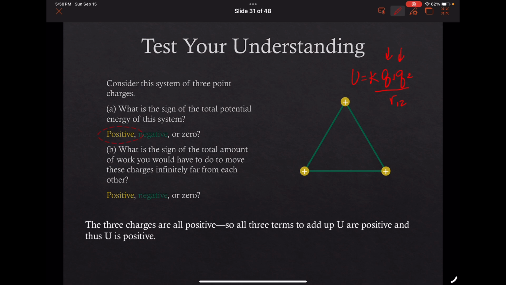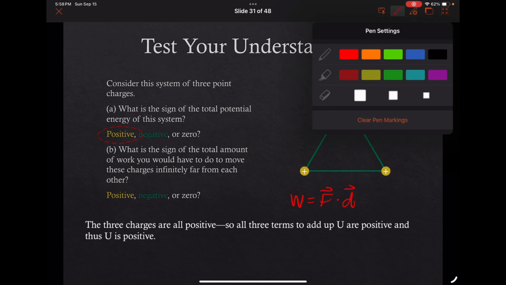Now, what about the external work, right? Another way to phrase that would be the work you would have to do to move the charges. And what if now, instead of like in the previous example, you wanted to move these charges infinitely far apart? All right, so what do we need to consider in order to understand the sign of the work done? Well, back in chapter 6-ish, we learned that the work done by any force is a dot product of the force vector with the displacement vector.